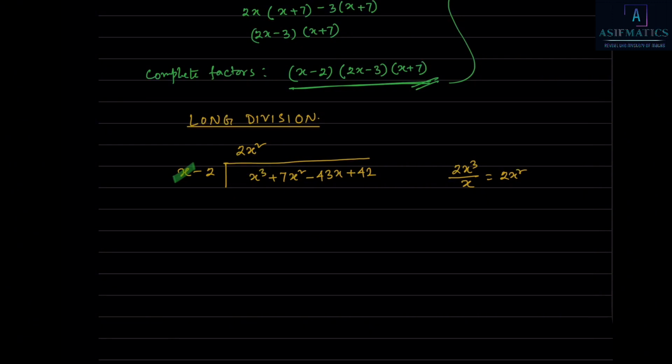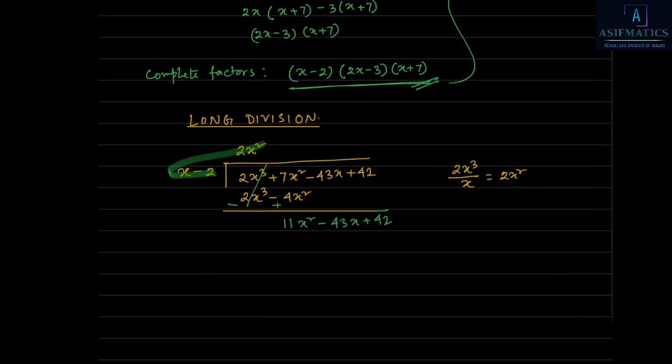And then this was 2x cube, so we need to multiply this quotient with the divisor. So we will have 2x cube minus 4x square. Write the line, then change the sign, minus and plus, this is out. 7 plus 4, that will be 11x square minus 43x plus 42.